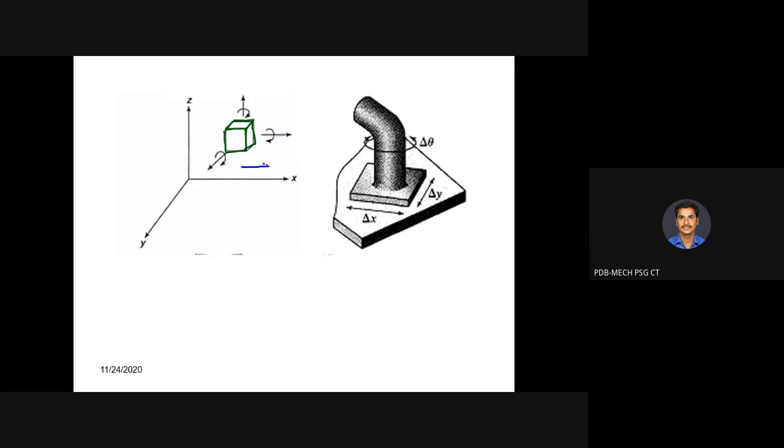So this object can move along the x direction, and this object can move along the y direction. Then this object can move along the z direction. So translation can happen in three directions. Then, with respect to the x axis, this object can rotate. Similarly, about the z axis it can rotate. Then similarly about the y axis this object can rotate. So normally, if you consider an object in space, it has 6 degrees of freedom, 3 translational and 3 rotational.